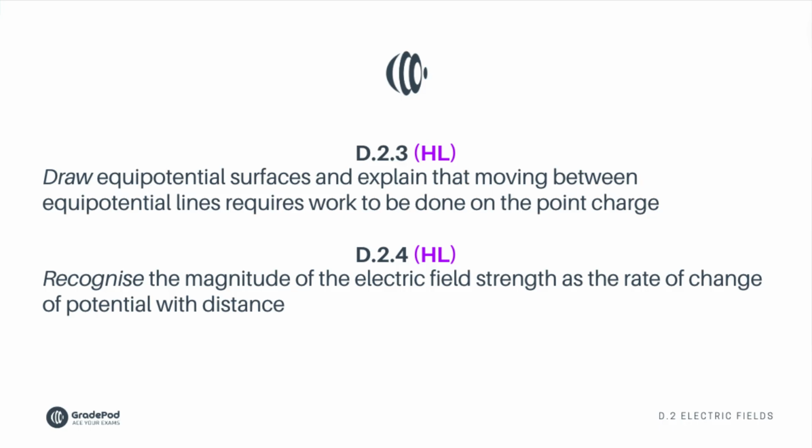So we're looking at equipotential lines first. What are they and how do we draw them? Then we'll go on to work done, so looking at moving charges or masses between these equipotential lines and looking at the effect that has. Then gradients. How quickly do the equipotential lines change? How quickly does the potential change?